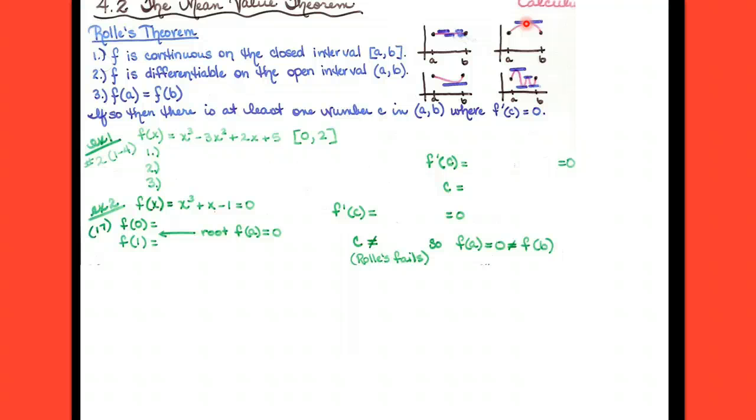So in our case, the function that they gave me here was a polynomial. If we go through to verify or justify that first hypothesis, we could just say all polynomials are continuous everywhere.